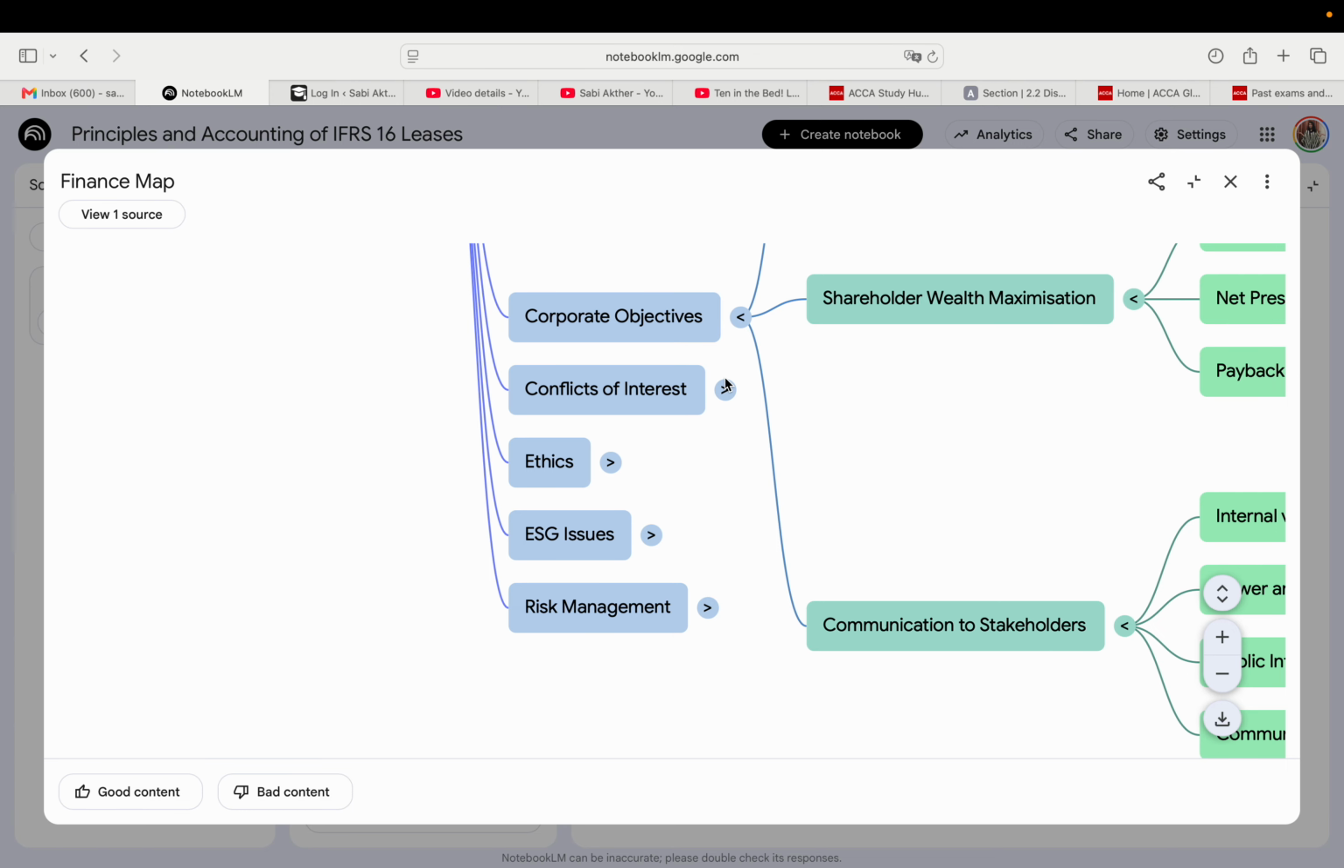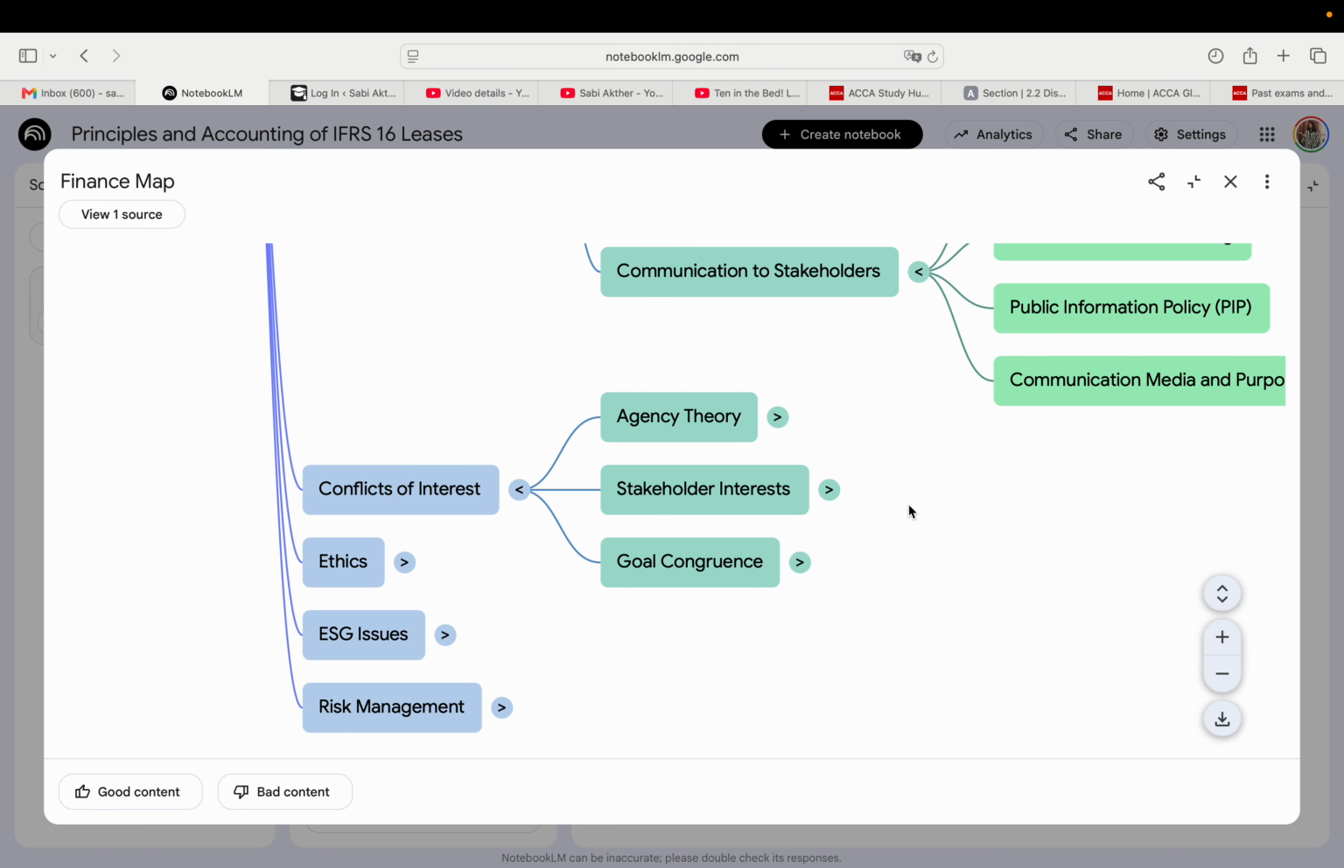Then for conflict of interest, we are going to study these things: agency theory and stakeholder interest, because different stakeholders have different interests.